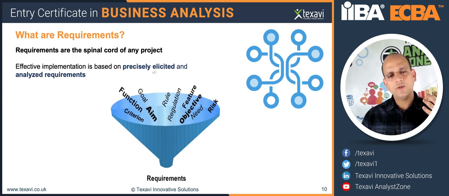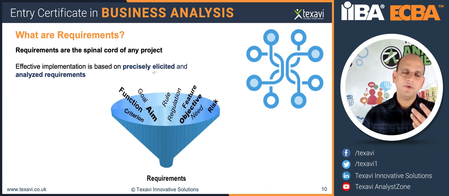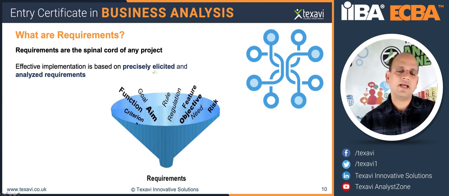And when you understand the requirement correctly and clearly, and you communicate that and make sure that all the stakeholders and team members involved have a good understanding of the requirements, that itself contributes to the success of the project or initiative. So people call it criteria, functions, goals, aims, rules, regulations, features, objectives, needs, risks, opportunities, assumptions, constraints. All of these challenges, all of the business rules, all of these together could be termed into one word, and that's called requirements.